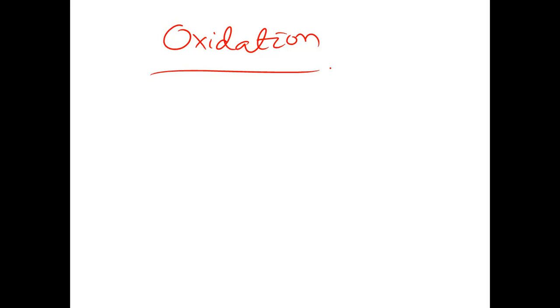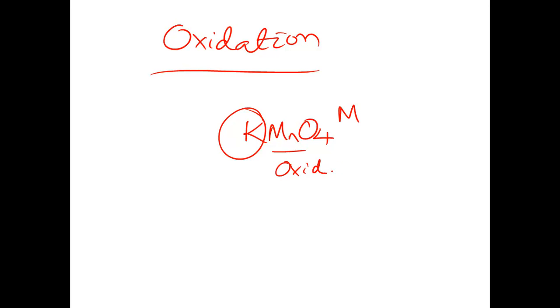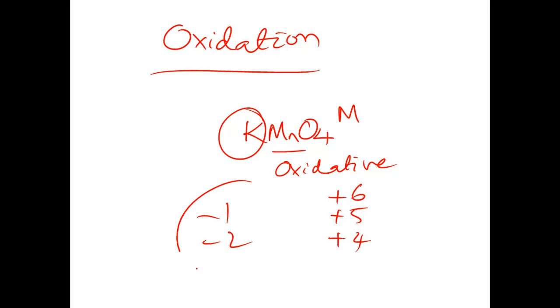In inorganic chemistry, we have metals, for example, KMnO4. We can find out the oxidation state of potassium, of manganese, and of oxygen. But how do we know that? Because we see the oxidation states. Is it plus 7 or plus 6 or plus 5 or plus 4 or minus 1, minus 2? So we have oxidation states in inorganic chemistry.